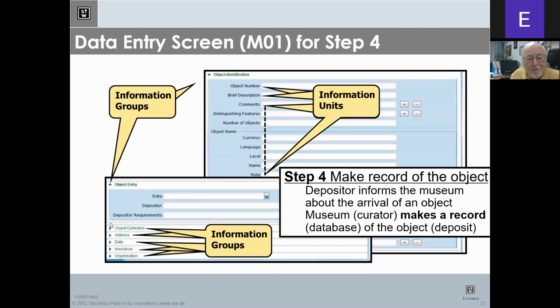That means you click on the different information groups, and then the information units are popping up. So you have the same procedure for all different information units you have in the system. That's quite interesting, so you are not getting an overloaded screen. You first get a selection of the information groups, and then you click the groups you want to enter, and then you get the data fields, like you have it here.